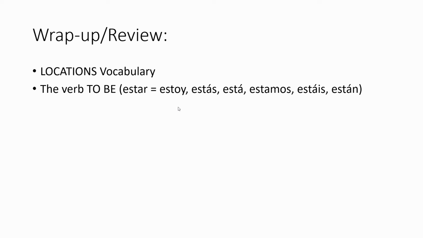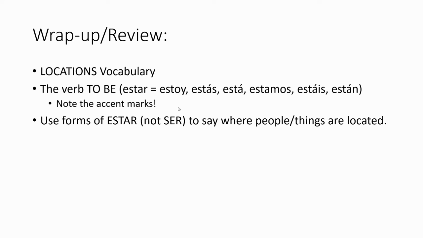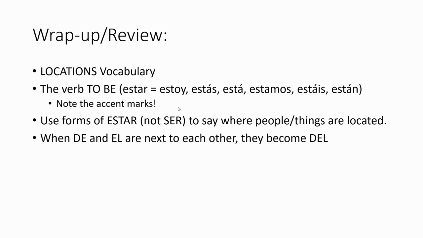To wrap up and review, in order to tell where things are located, you need to know those location words. So words like here, there, to the left, to the right. You need to know the forms of the verb to be, which is estar. Estoy, estás, está, estamos, estáis, and están. Know all of those accent marks that are on that verb. Use forms of estar, not ser, to say where people and things are located. So yo estoy en la clase, not yo soy en la clase. When de and el are next to each other, they become del. And the word where is dónde.